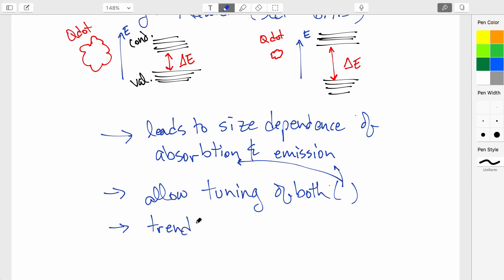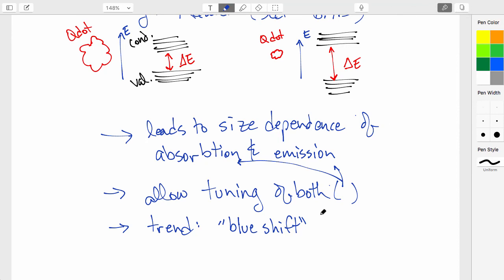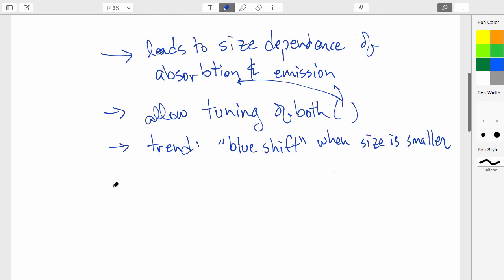And the general trend, spell that right, trend. The general trend is simply that there's a blue shift, or a shift toward the blue, when size becomes smaller. So I hope that kind of makes sense, right? Remember, blue light has more energy than red light. And so in our language here, if we compare these two cases, the smaller quantum dot has a larger band gap. And so this will shift toward blue wavelengths, both the absorption spectrum and behavior and the emission spectrum and behavior.